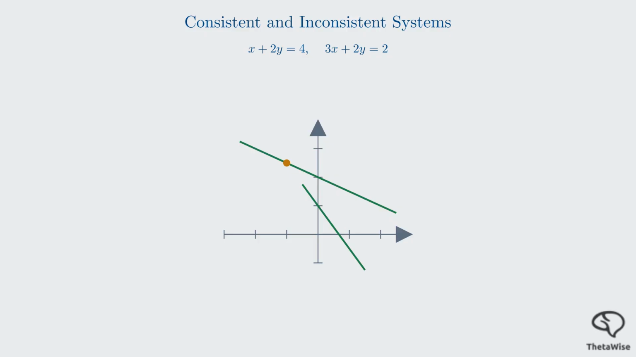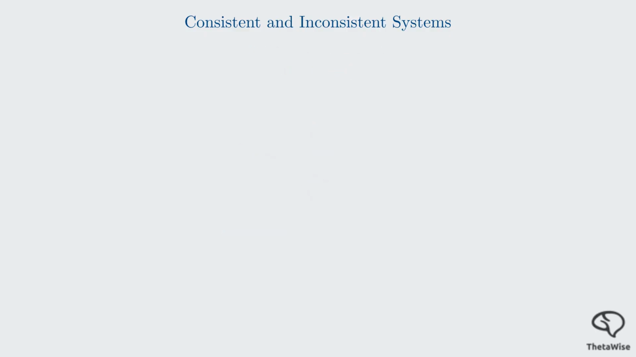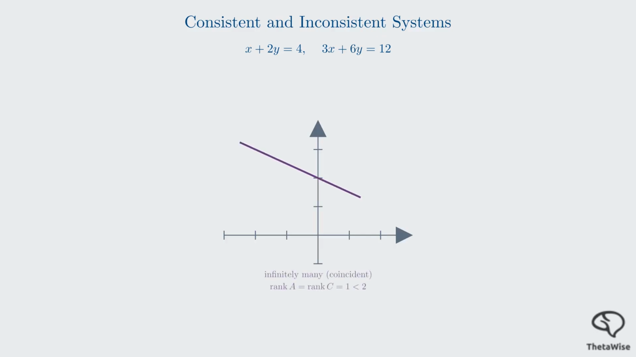The equations x plus 2y equals 4 and 3x plus 2y equals 2 have different slopes, so they meet once. This is a unique solution. Solve quickly: subtracting the first equation from the second gives 2x equals negative 2, so x equals negative 1, and then y equals 5/2. The equations x plus 2y equals 4 and 3x plus 6y equals 12 represent the same line, so there are infinitely many solutions. Their augmented rows are proportional, and rank A equals rank C equals 1, which is less than 2 unknowns.